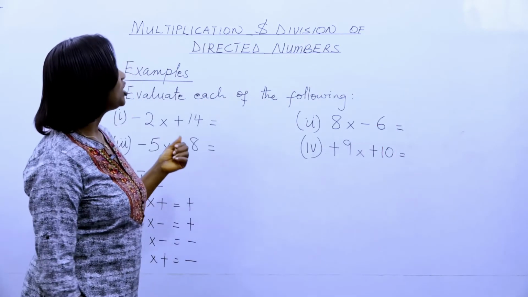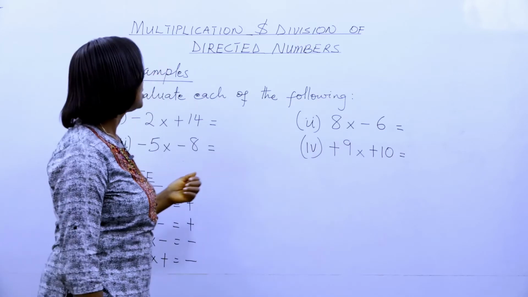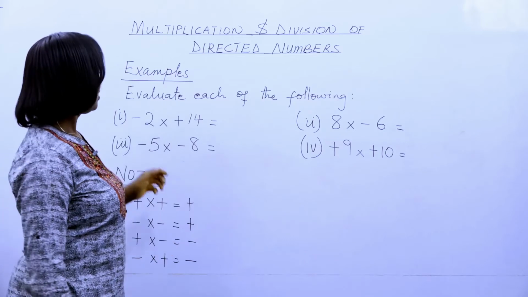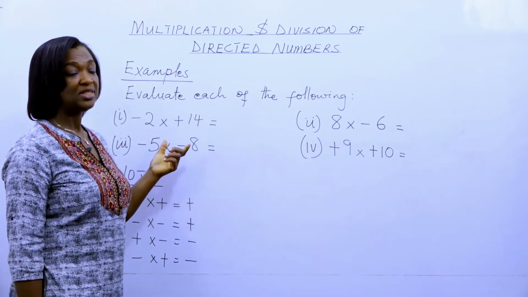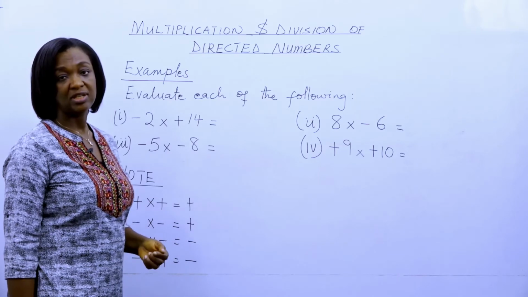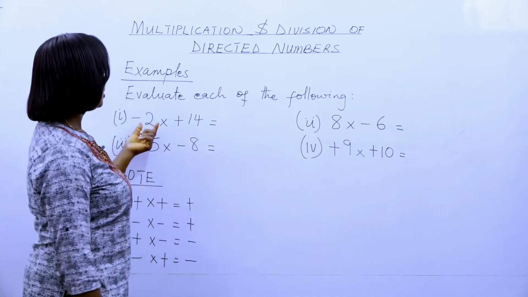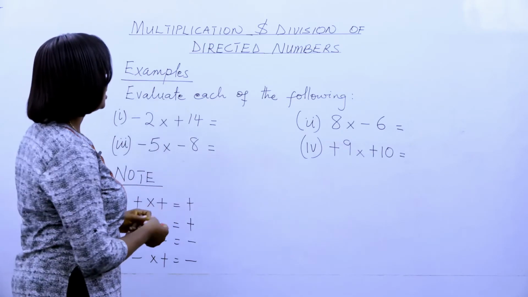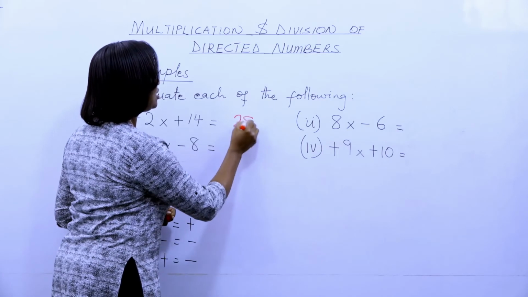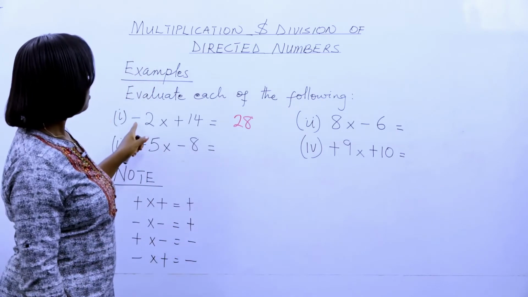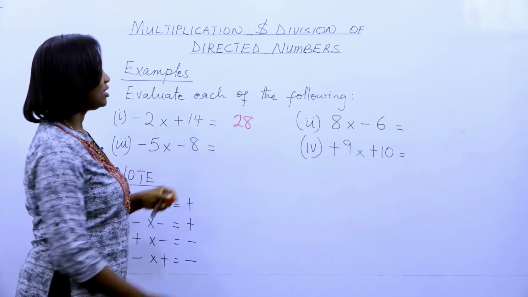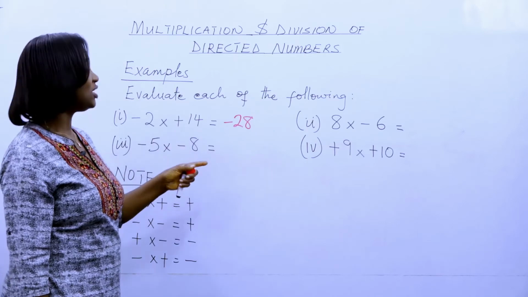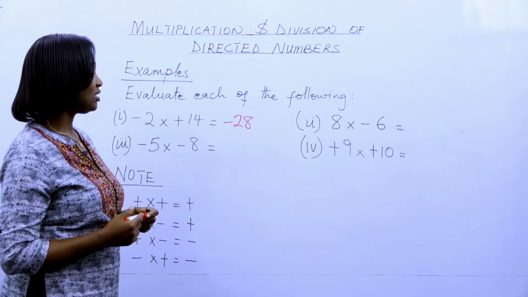Let's look at multiplication and division of directed numbers. For example, evaluate each of the following. The first one is minus 2 times plus 14. That just simply means minus 2 times positive 14. 2 times 14 we know is 28. And now multiplying the signs, minus times plus is minus. So minus 2 times positive 14 is minus 28.